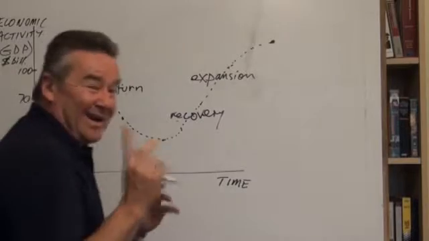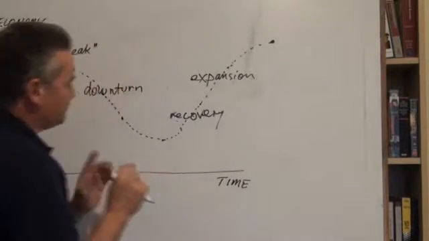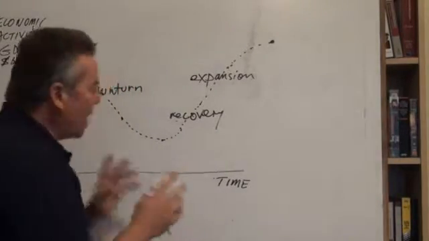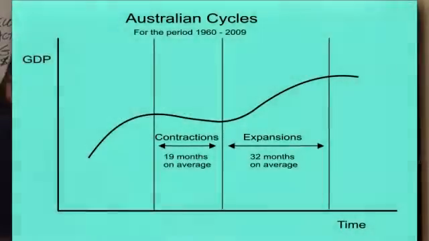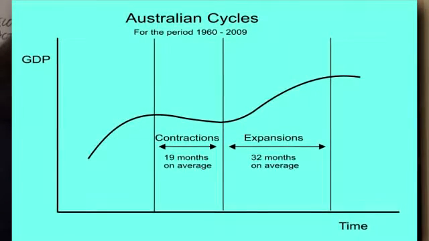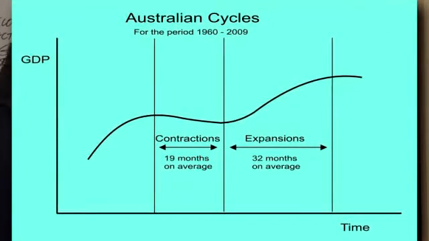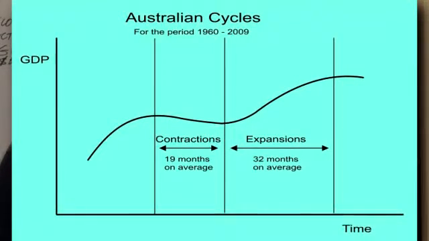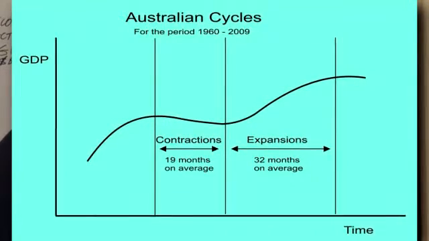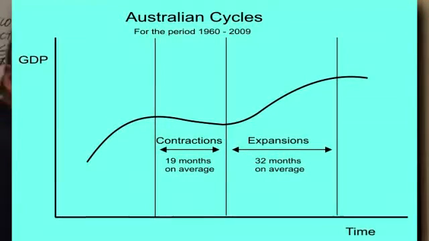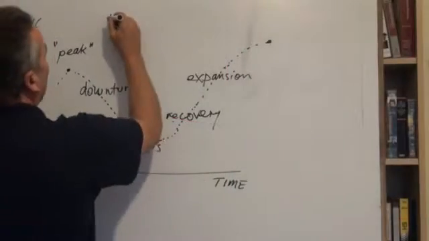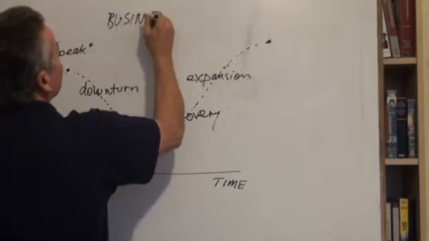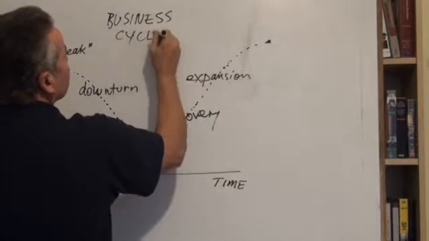But other research has shown that on average, over a longer period of time, these contractions in economic activity, these downturns, these slumps, if you like, average about 19 months, whereas periods of expansion over the last 50 odd years average about 32 months. So what we've got here is what we call a business cycle.